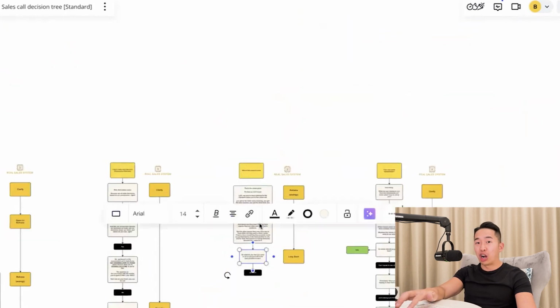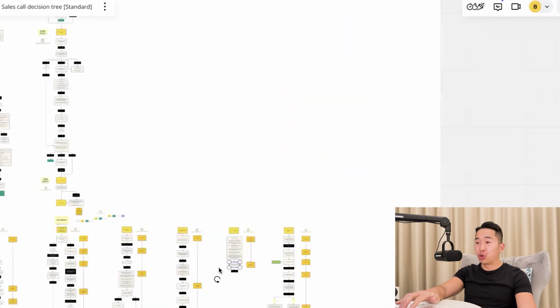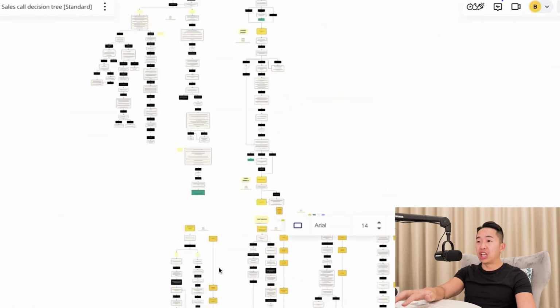Now, there's a lot higher intensity ones we could do. I want to go eat. So that's the objection handling decision tree.